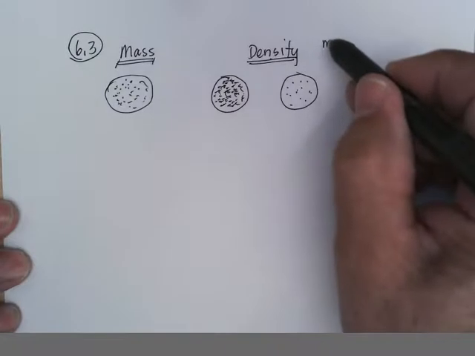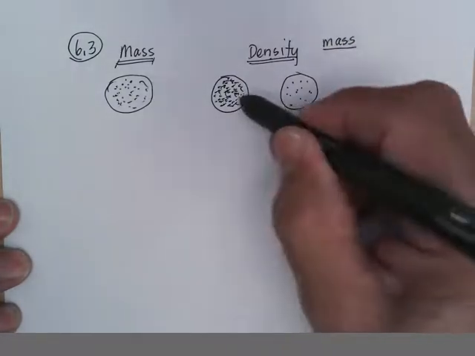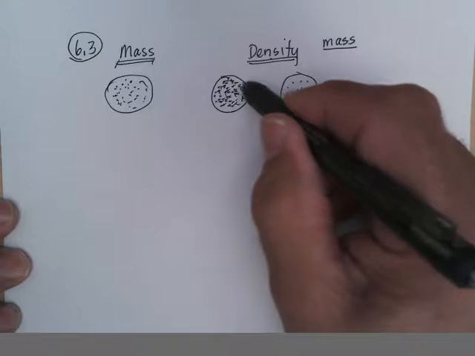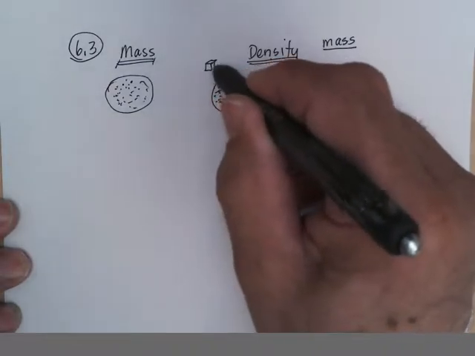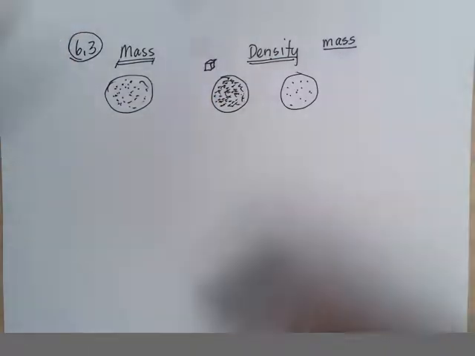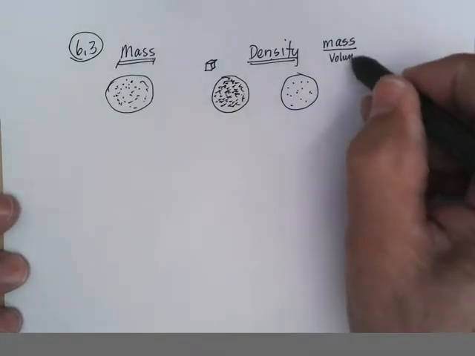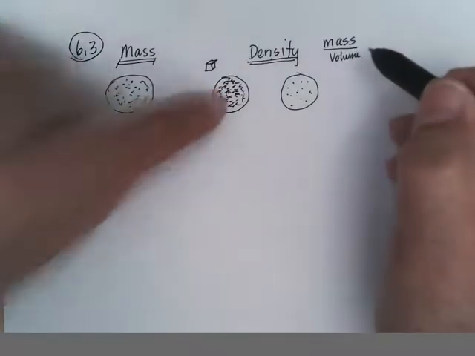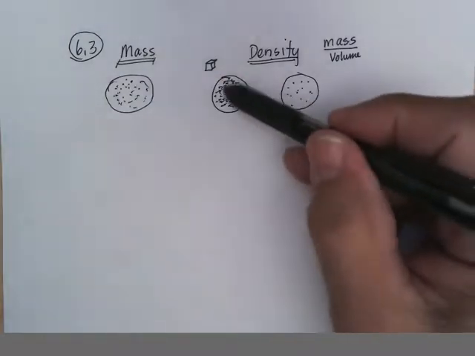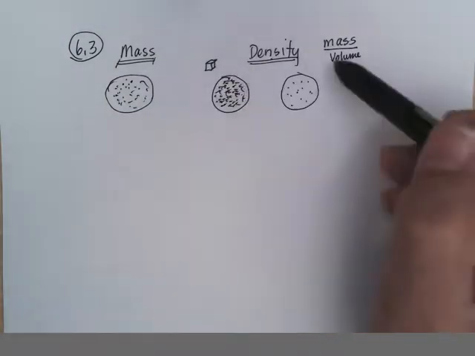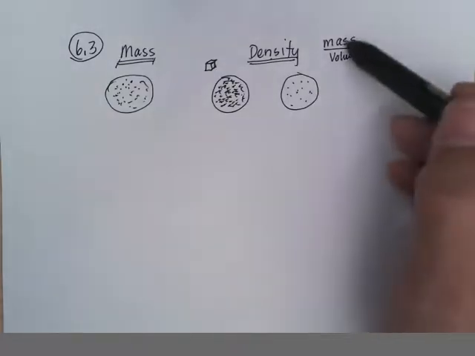The amount of mass in lead per unit volume, and your volume could be measured in cubic centimeters or cubic meters or cubic inches or whatever. But the amount of material in there is called the mass, and the amount of material per cubic unit is the density.